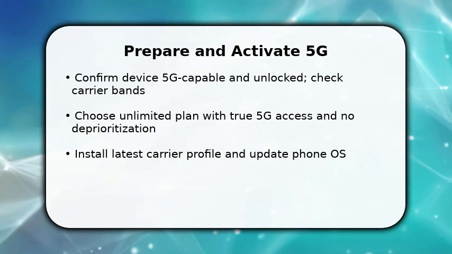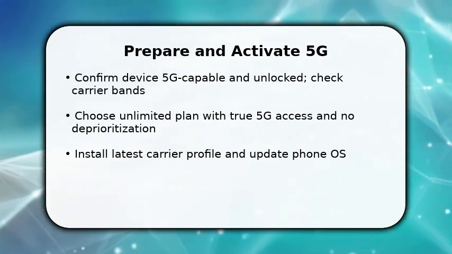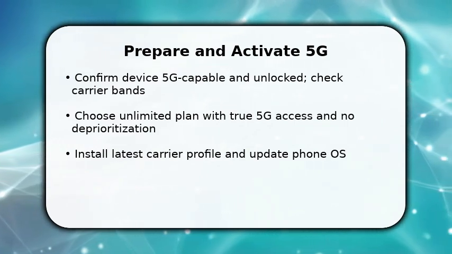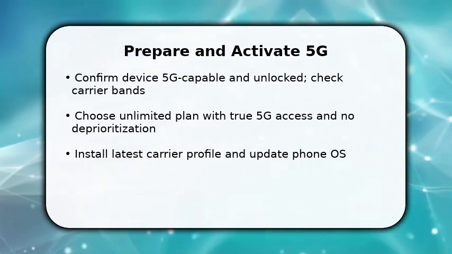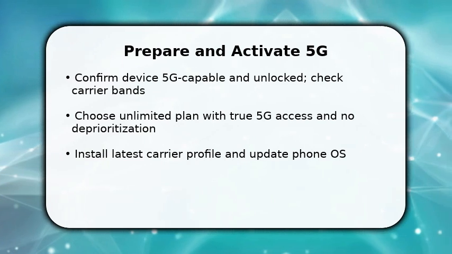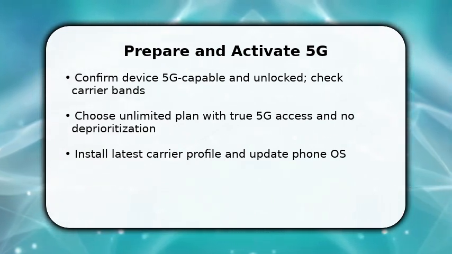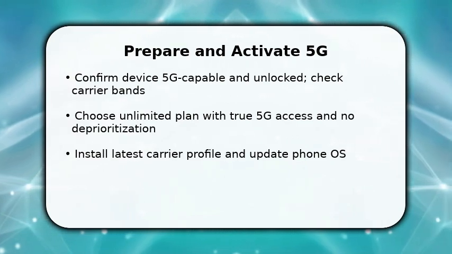Make sure you install the carrier profile and update the phone OS. These enable network features and correct band handling. You'll also insert the SIM or eSIM and reboot. That first activation sequence gets you connected and paves the way for optimized performance.